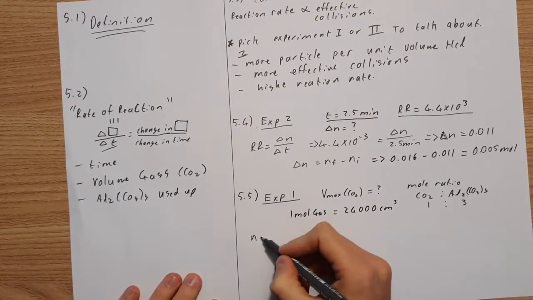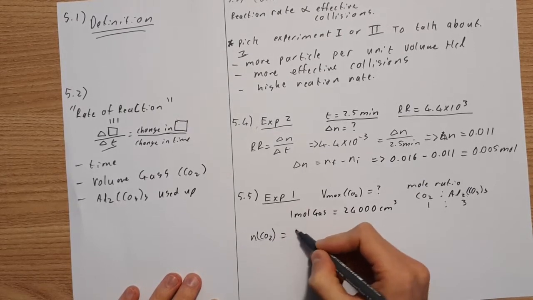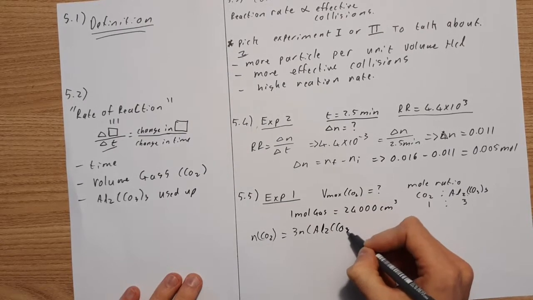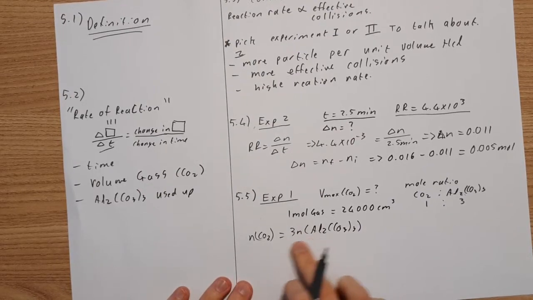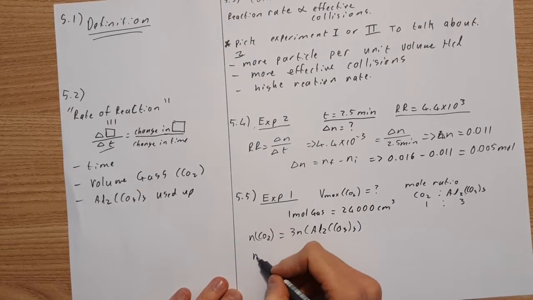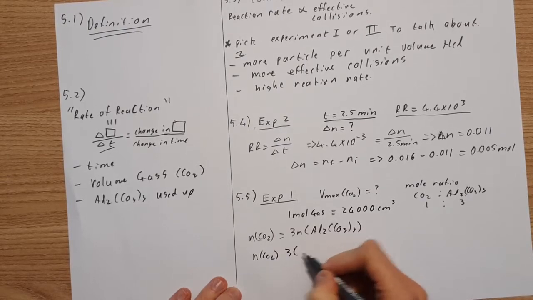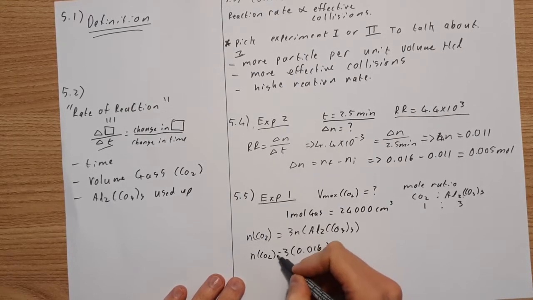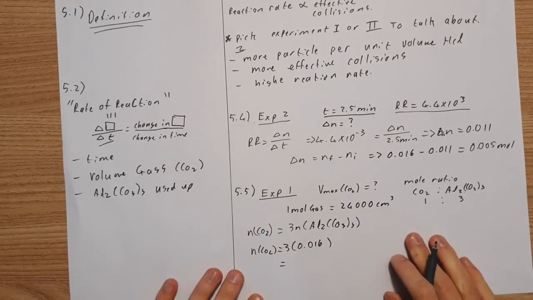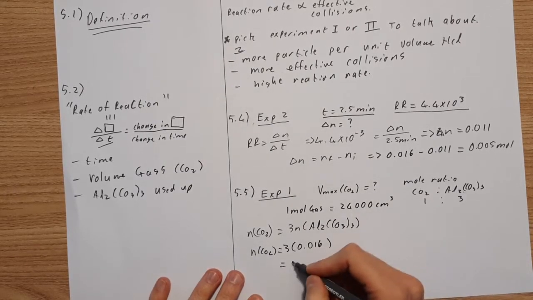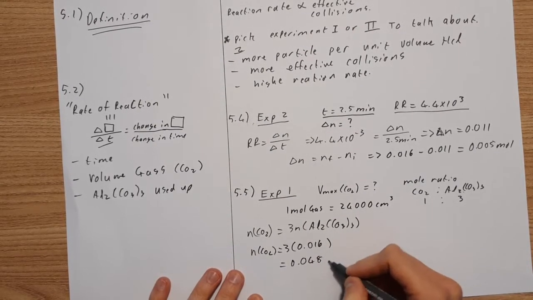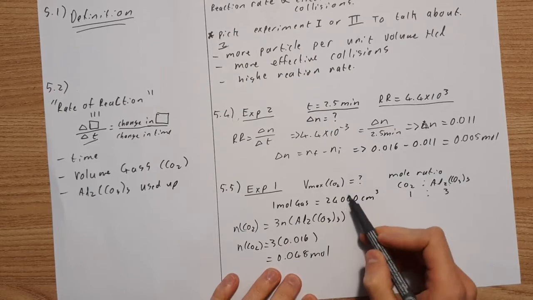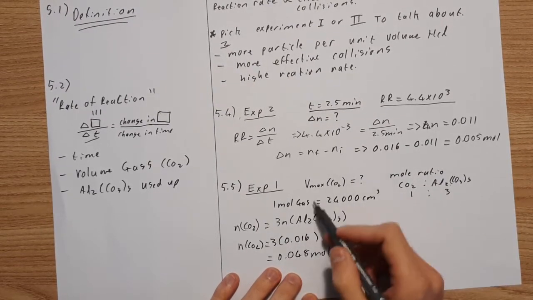So we have N of CO2 is equal to 3N of Al2CO3. Okay, we have the moles of this, we want to know the moles of that, so N of CO2 is just going to be 3 times Al2's moles, which is 0.016. Okay, that was given, so therefore we're going to end up with moles of 0.048 for CO2.